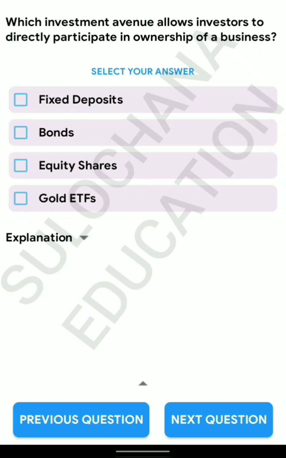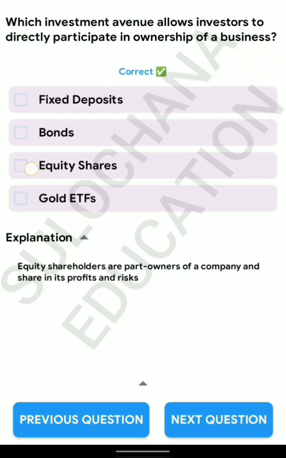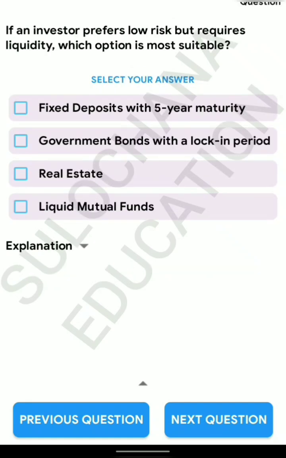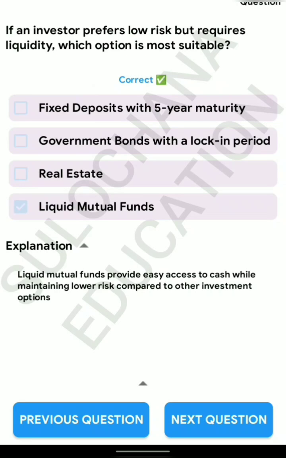Which investment avenue allows investors to directly participate in ownership of a business? Options are, and the correct answer is C. Equity shares. Equity shareholders are part owners of a company and share in its profits and risks. If an investor prefers low risk but requires liquidity, which option is most suitable? Options are, and the correct answer is D. Liquid mutual funds.